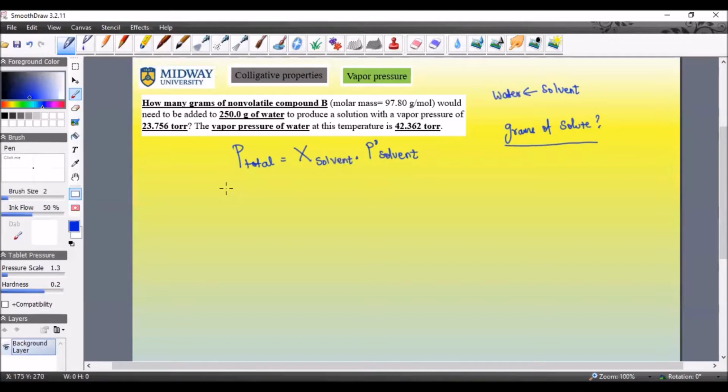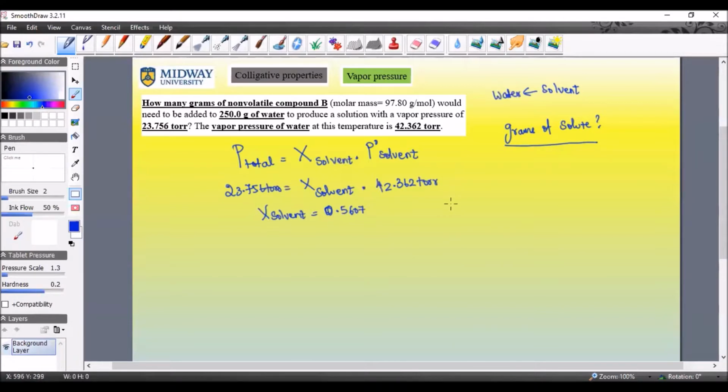Anyways, the total vapor pressure of the solution is 23.756 torr, which equals the mole fraction of the solvent, which we don't know, times the vapor pressure of the solvent, which is given to you as 42.362 torr. So let's solve for the mole fraction of the solvent, which happens to be 0.5607. As I said, mole fraction does not have a unit.